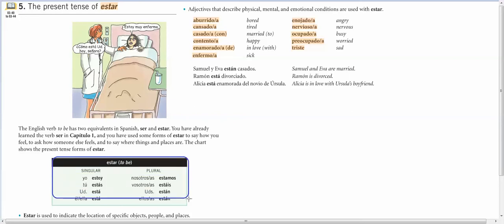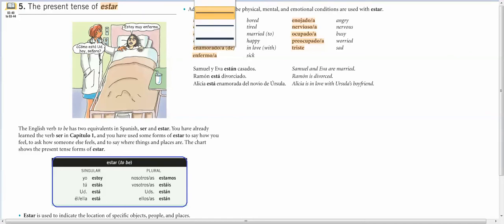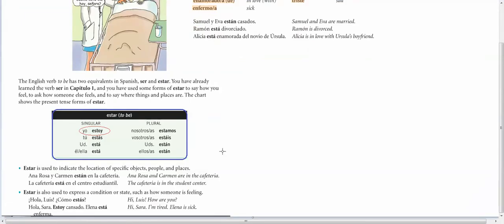This is it right here. Okay, so it's estoy, estás, está, está, estamos, estáis, están, están. And estar is pretty much, it's got more accents than most AR verbs have. And also it's irregular in the yo form, that you don't have just esto, you actually add a y to your estar. It's used to indicate the location of specific objects, people, and places.